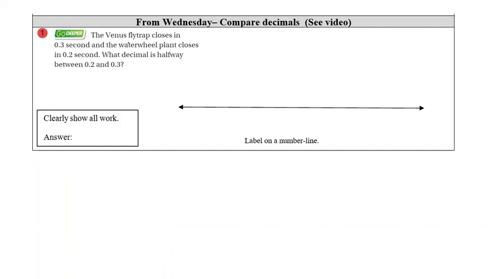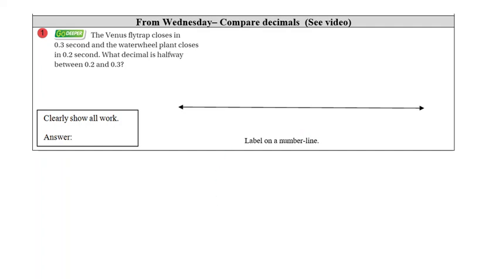It says this: the Venus flytrap closes in 3/10 of a second, and the water wheel plant closes in 2/10 of a second. What decimal is halfway in between 2/10 and 3/10? And they want you to label it on a number line right here.